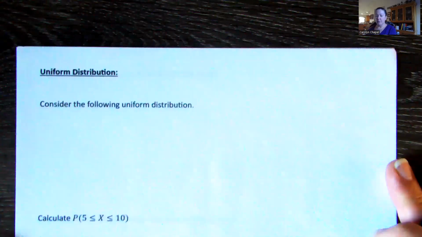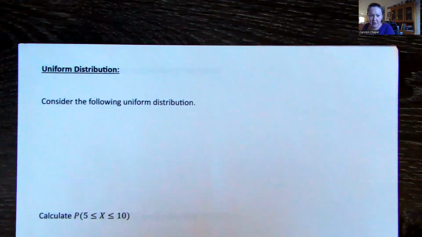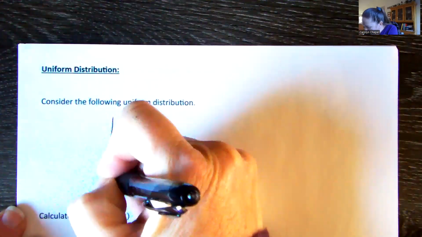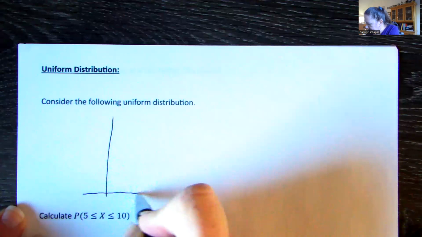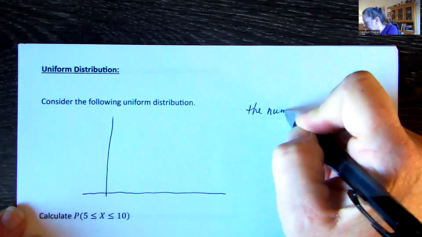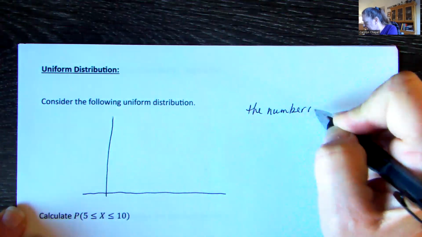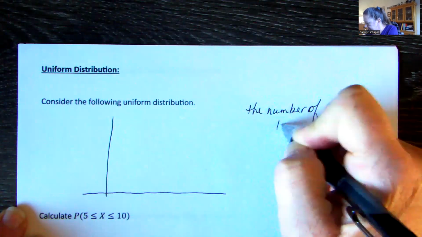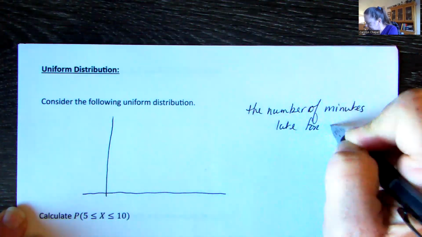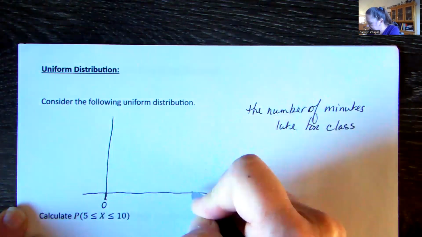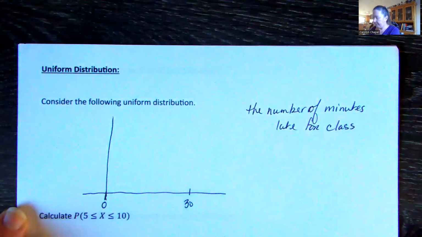Okay. So let's first of all consider our uniform. Now we have to remember what our uniform distribution looks like. And let's say that this one represents the number of minutes late for class. Okay, and let's say that it can range anywhere from 0 to 30 minutes.